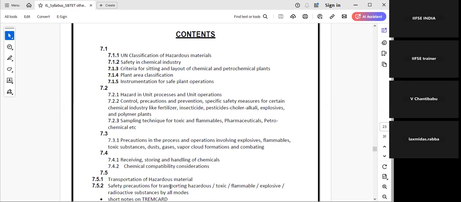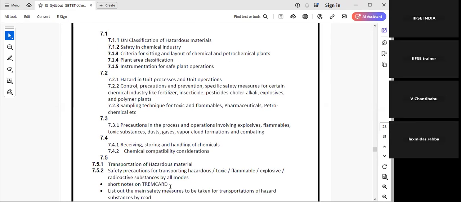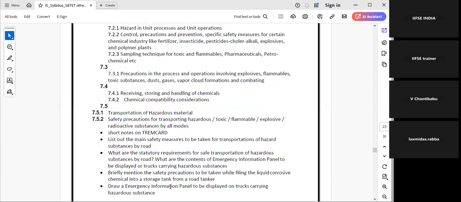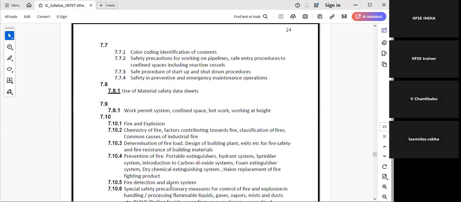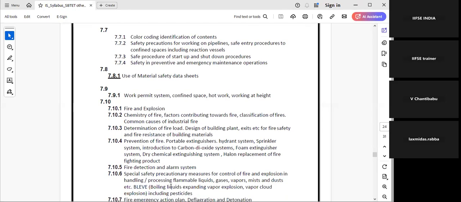Then we talk about the various types of unit processes and unit operations and the various control methods with respect to that. Then we talk about transportation of hazardous materials, and also chemical storage, and we broadly cover various types of chemicals, like handling of liquid chemicals, handling of gaseous, and handling of solids, etc. Then also we talk about MSDS and work permit system and fire and explosions, like chemistry of fire or the different types of fires, etc. Also we'll cover.